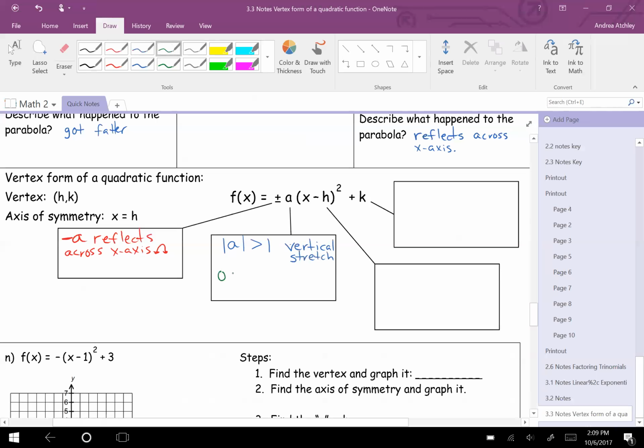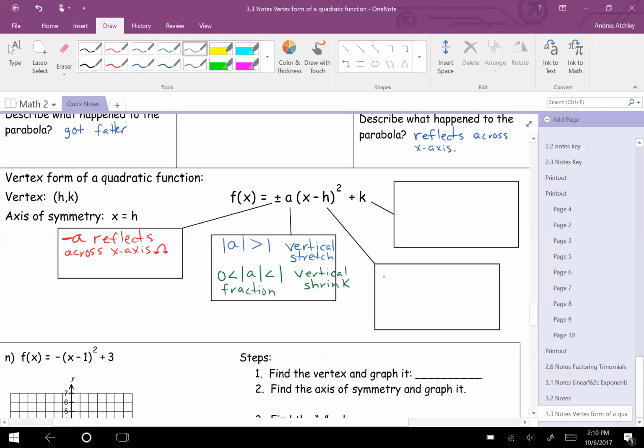Then if my A is in between 0 and 1, what numbers are in between 0 and 1? A half, a fraction, right? Decimals, right? Yes. So this is a fraction. Then this is a vertical shrink. Okay, so you're pushing it down vertically so it gets wider. Any questions over that?